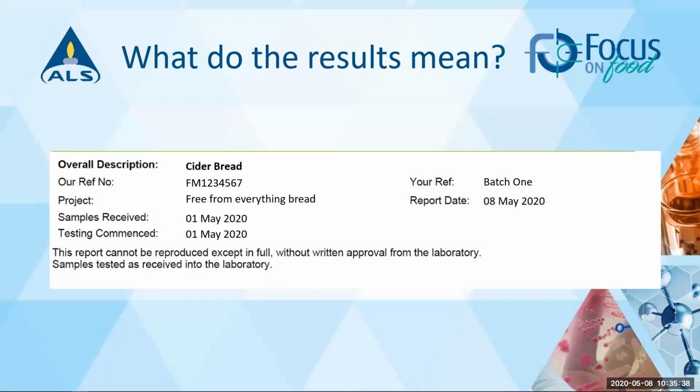The next part of the report provides the name of the sample, the reference number for the sample if you need to discuss it further with the lab, and the dates that the sample was received, when testing commenced, and when the results were released. You'll also see a section marked your reference, and this refers back to the name you gave the sample on your sample submission form, which is why you need to make the information on the submission form meaningful for you.